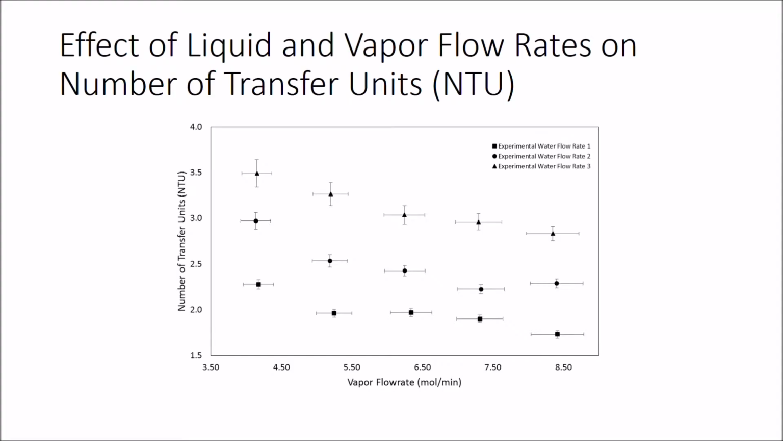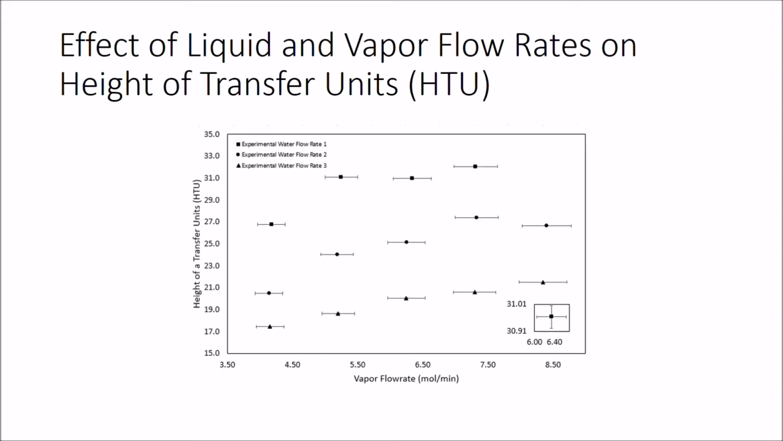The effect of vapor and liquid flow rate on NTU is shown in this figure. As seen, for a constant liquid flow rate, an increase in vapor flow rate causes a decrease in NTU. This decrease occurs because the contact time between the vapor and liquid phases is decreased. As the contact time decreases, the vapor moves faster through the column, and therefore mass transfer has less time to occur. Also in the figure, it is shown that for a constant vapor flow rate, an increase in liquid flow rate causes an increase in NTU.